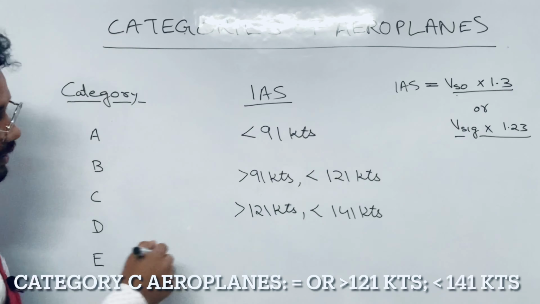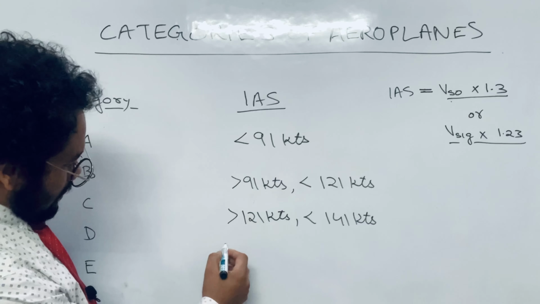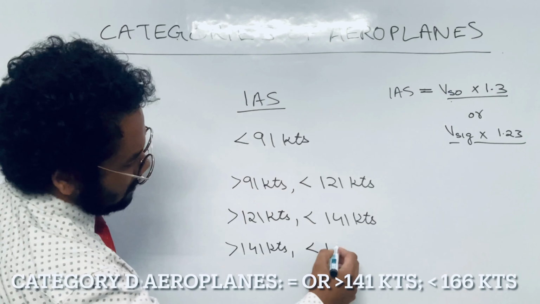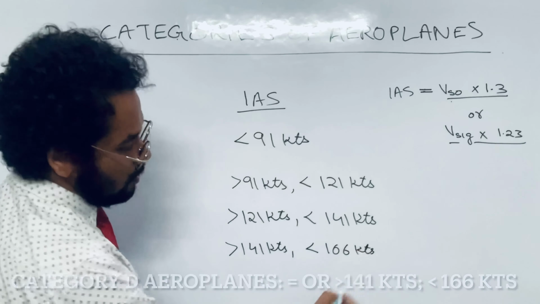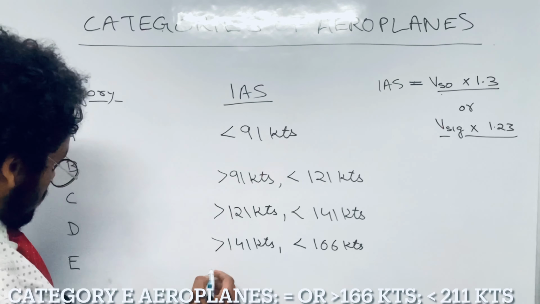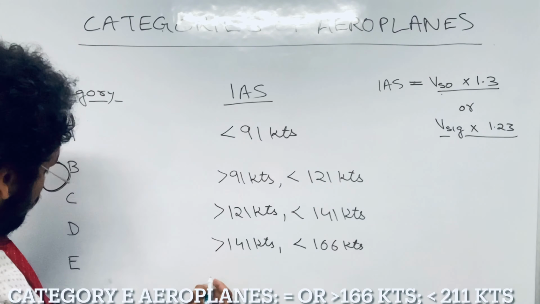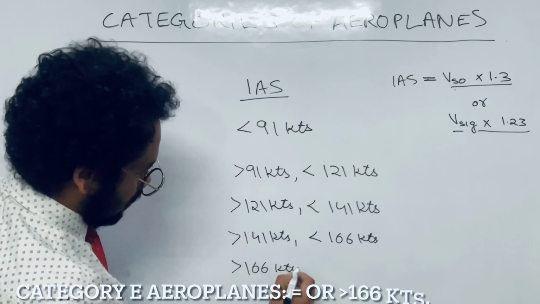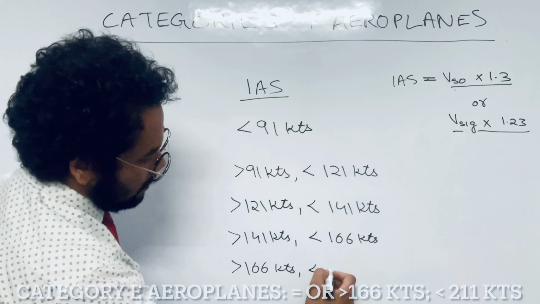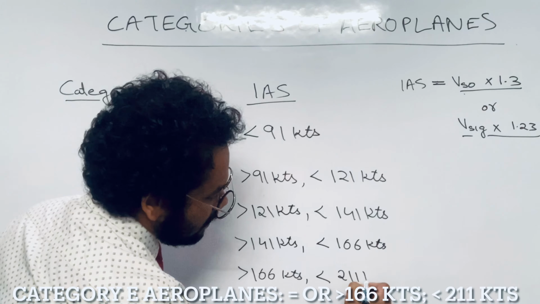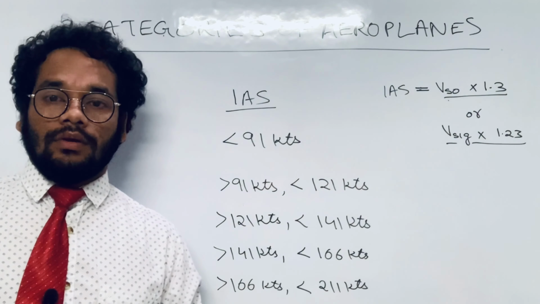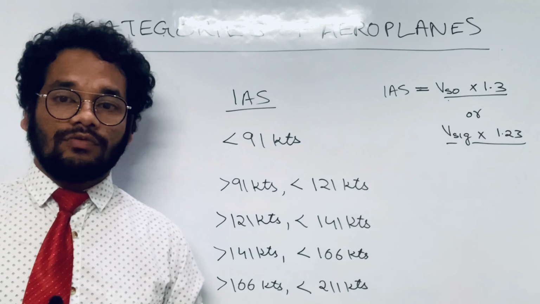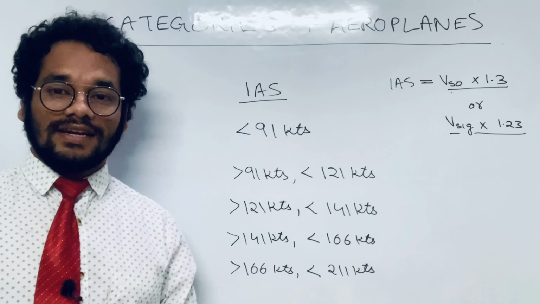Next, category D: the IAS will be greater than 141 knots but less than 166 knots. Next, for category E, the IAS at threshold in landing configuration will be greater than 166 knots but less than 211 knots. So this is how, with the IAS, the indicated airspeed of the aircraft in landing configuration with maximum landing mass, the categories have been established.